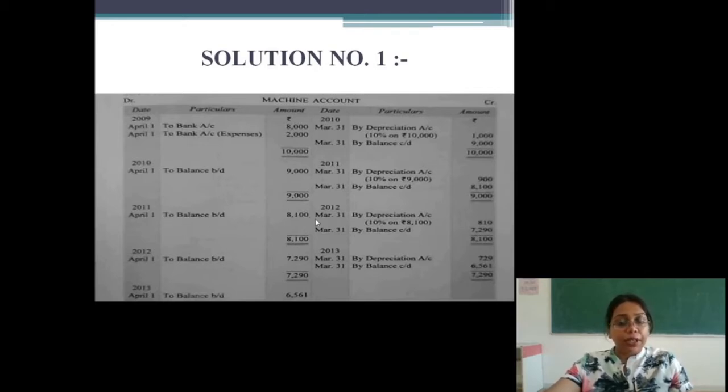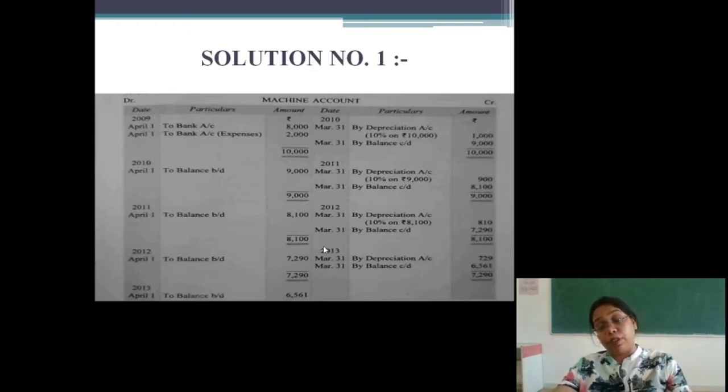Now after 1 year or 12 months, on 2012 March 31st, depreciation will be charged on 8,100. 10% depreciation will be charged on 8,100, that is 810. 8,100 minus 810 will be 7,290. This will be the balance carried down for that particular year. Now 7,290 will be again brought down to April 1st of the same year, that is 2012. To balance brought down 7,290 April 1st 2012.